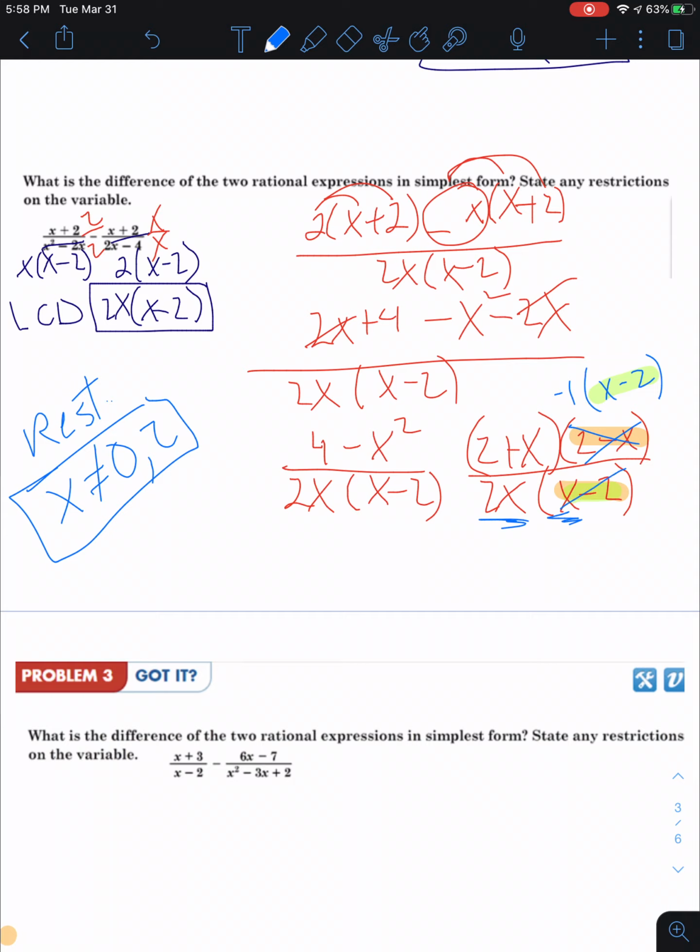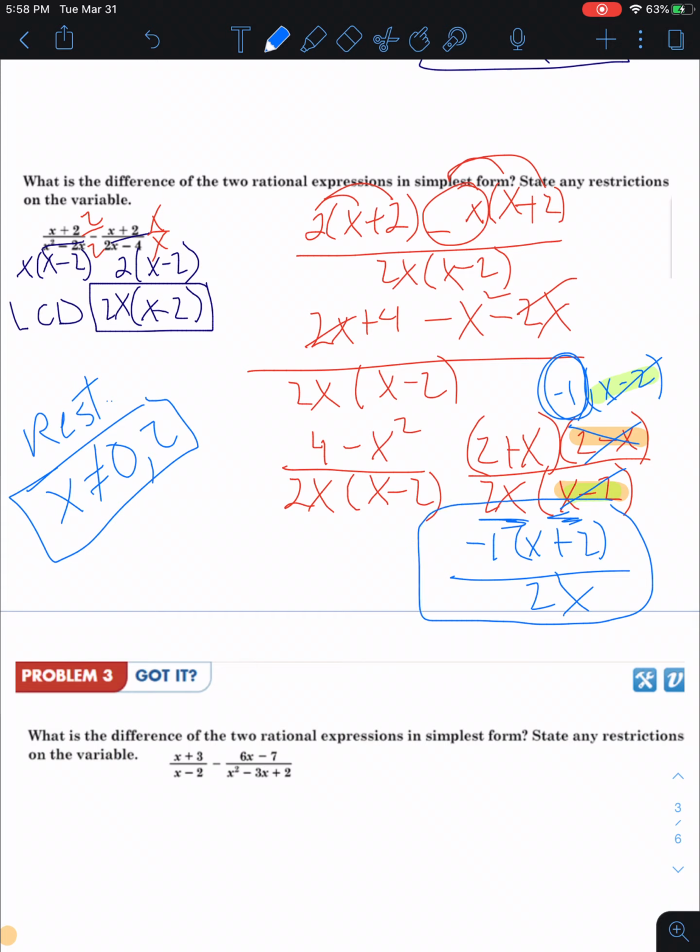Now I'm going to cancel out the x minus 2 and the x minus 2. Don't forget this negative 1. And the negative 1 times, and I've got 2 plus x, I could leave it that way, or I could write it as x plus 2 on the top over 2x. And that is my simplified form, and I'm done with it. There's my simplified form, here's my restrictions, and we are done.